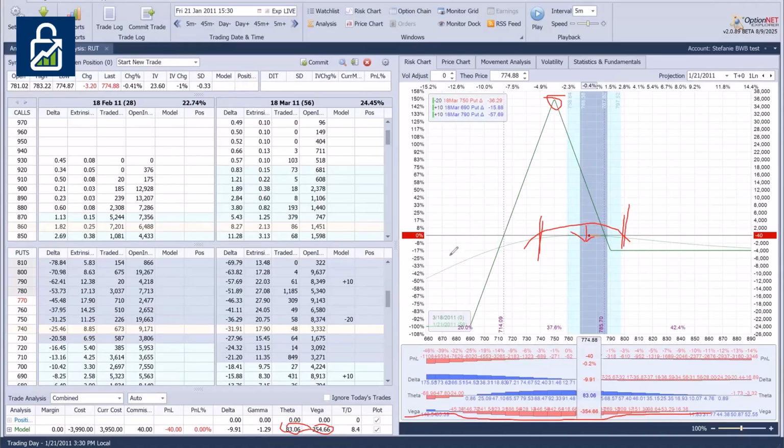Because if it ends up going here, then I'm screwed either way. I don't care what the IV does. That's a problem for me. So I have that dynamic going on. But most of the time, that can be contained, and it can be an opportunity to do that. But that might be why you're losing money, even though you're positive theta.